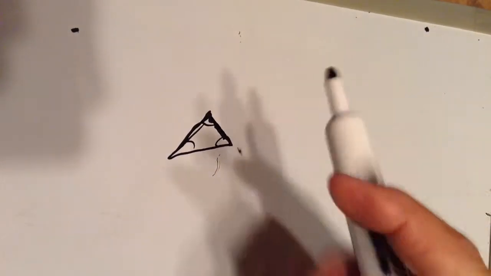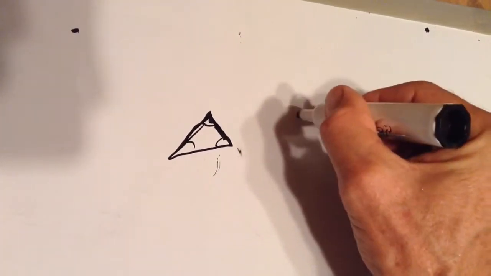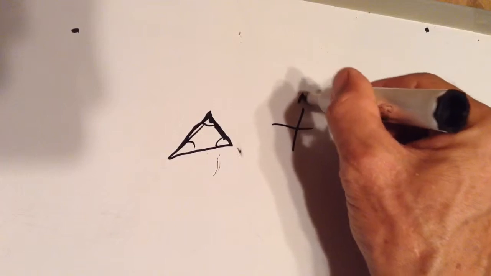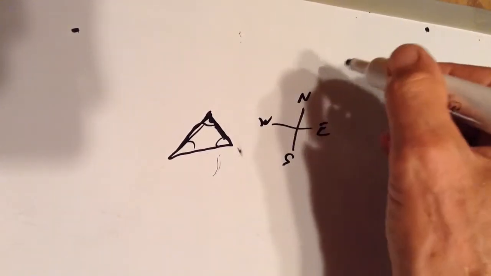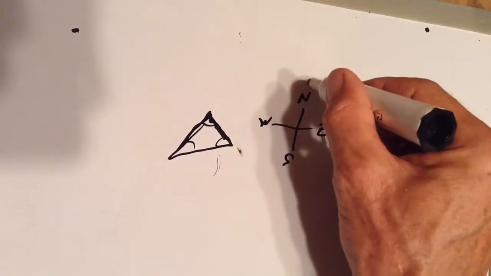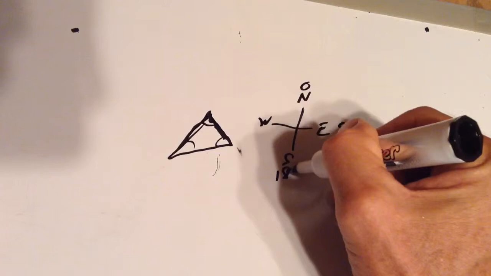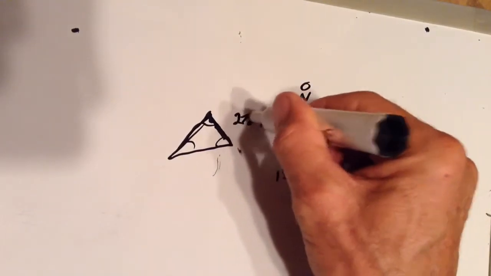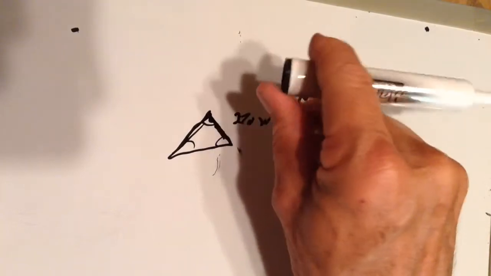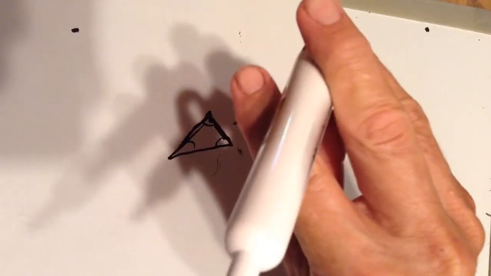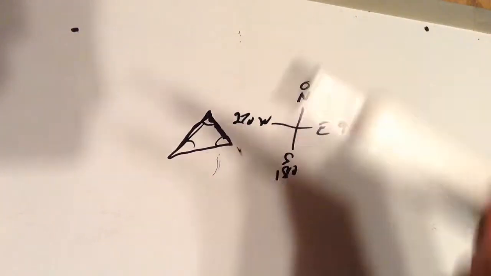A 90-degree angle is 1/4 of a circle. For instance, if you have a compass, there's north and south, east and west, and some compasses have the numbers. They'll have a 0 for north, a 90 for east, a 180 for south, and a 270 for west. 90 degrees between north and east, east and south, south and west, and between west and north.